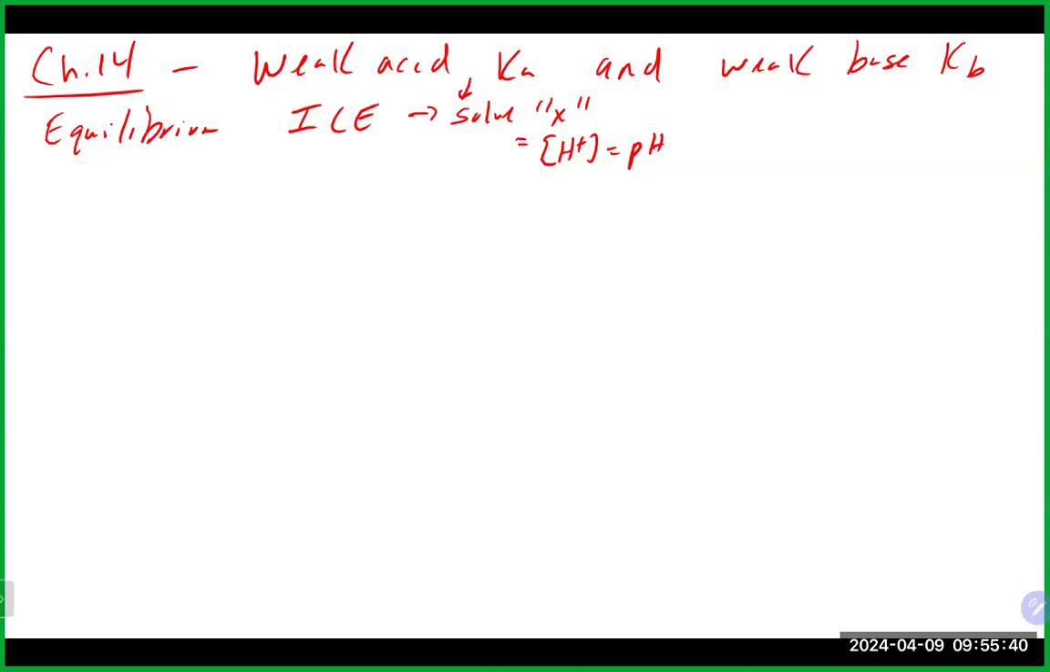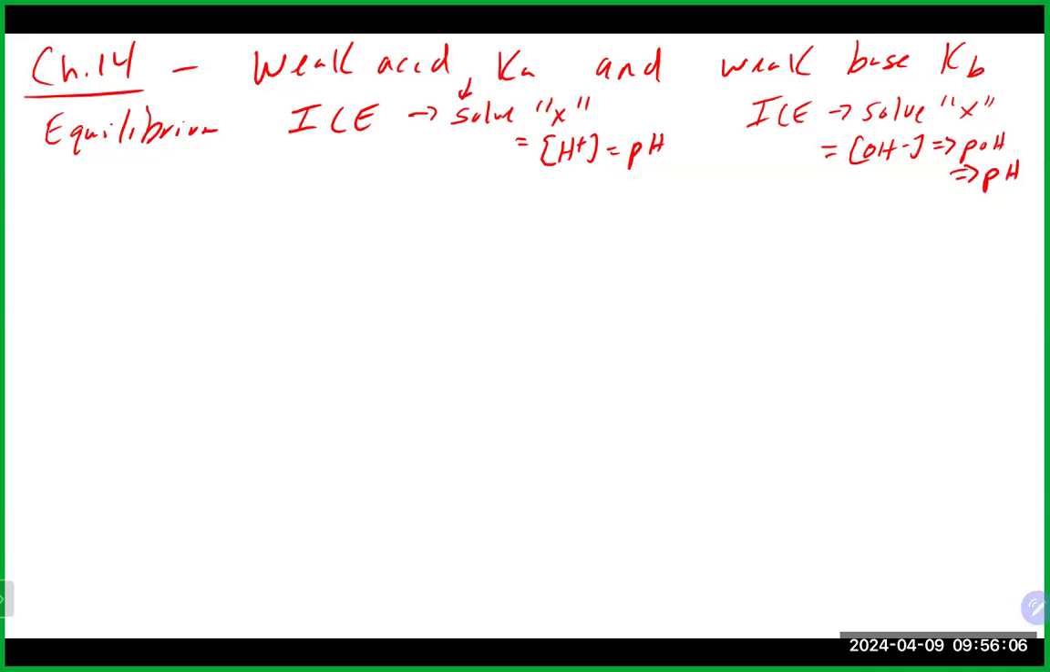If you are doing a weak base problem, you also will still do an ice table. You will still solve for X. The difference here, though, is because it is a base, X will equal the hydroxide concentration, which means you typically got to go pOH first and then to the pH. So they're very similar in terms of the way we calculate it.